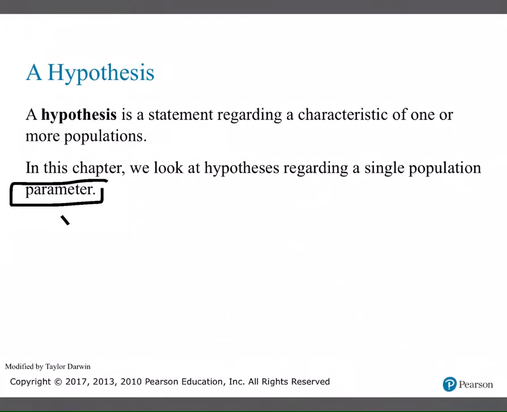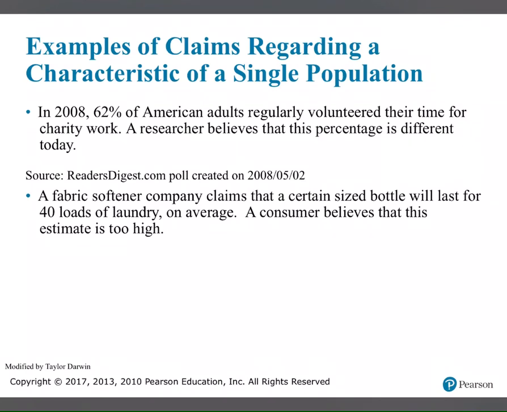A parameter is a number that describes, remember, the population. A lot of the times, say in Chapter 9, we were given a statistic and we were told to make an inference about the parameter. Now we're going to be already given a parameter and create a hypothesis test based on that. We're going to be looking at claims regarding a characteristic of a single population, and we've got two different examples that we're going to look at. Those are really the types of examples that we're going to be dealing with for the rest of this chapter, one being a proportion and one being an average or a mean.